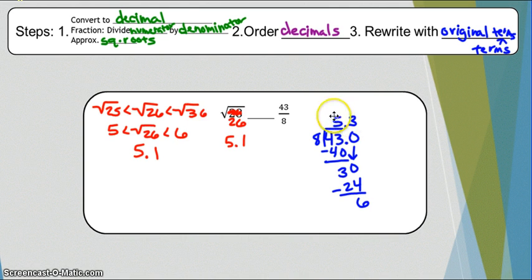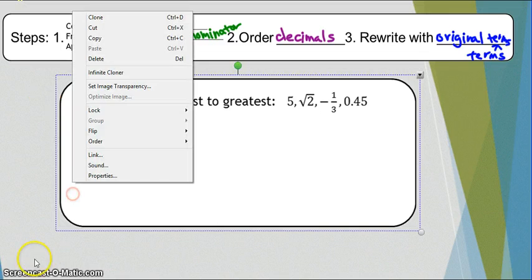We could keep going, but no matter what, this is going to be 5 and 3/10 something. Since we already know that this one is 5 and 1/10, and this is 5 and 3/10 with something, it's not going to get smaller, so we can say that this one is bigger. And since there's a fraction line here, we don't have to rewrite it. It's already in its original terms. Alright, going on to our next example.